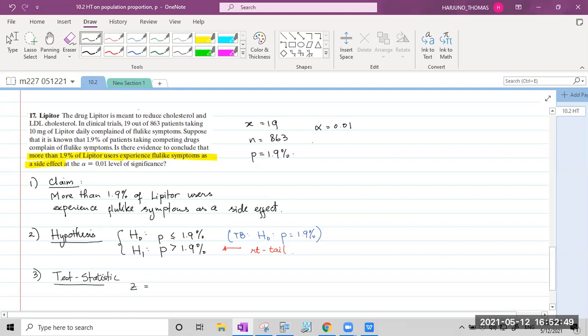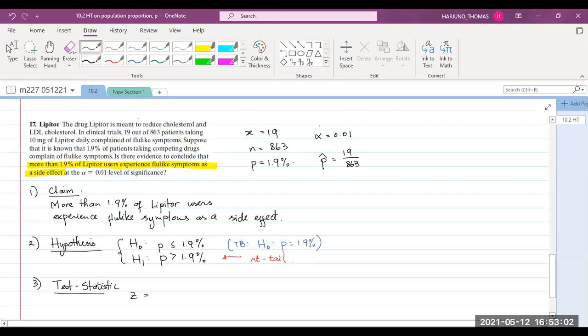Z is equal to, what is my p hat? Let me do it here. P hat is 19 over 863. I get 0.022016. Therefore, if my P here is 1.9%, then my Q will be 1 minus 0.019. That is 0.981.